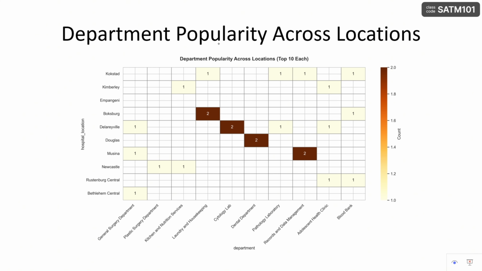So now we're going to department popularity across location. So this graph shows that the departments meet the community needs with emergency coverage.